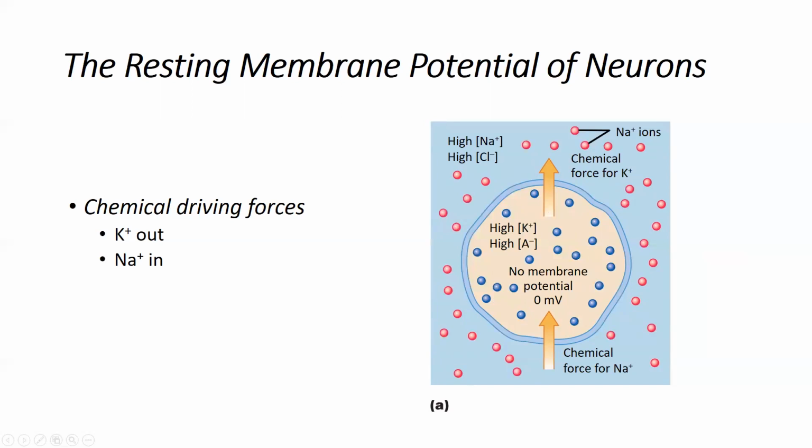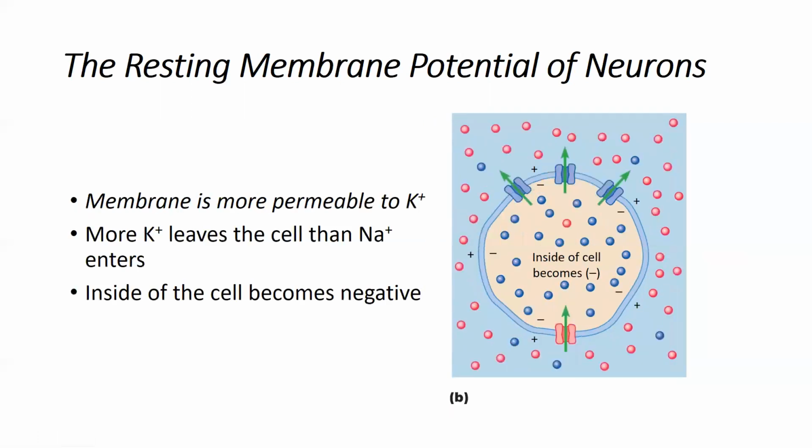So we have these chemical driving forces on sodium and potassium. That's the first part of understanding the resting membrane potential. The second part is understanding that the membrane is more permeable to potassium. What does that mean? We spoke about this before. What does that really mean when I say the membrane is more permeable to potassium? There are more potassium channels.